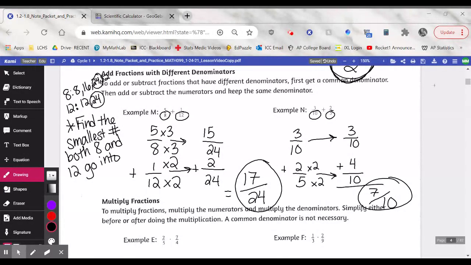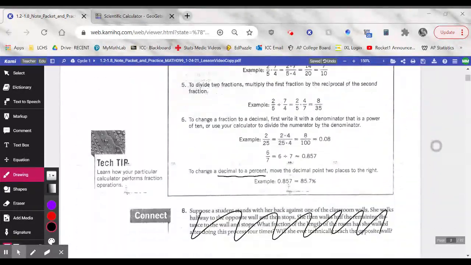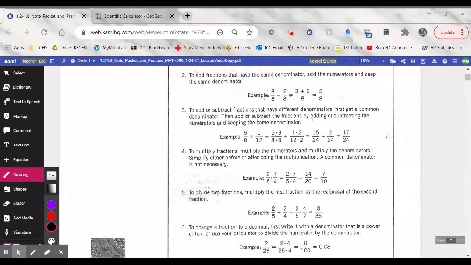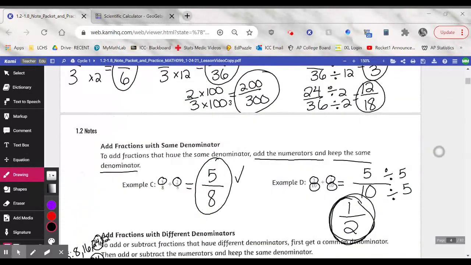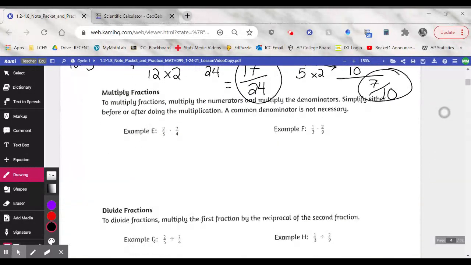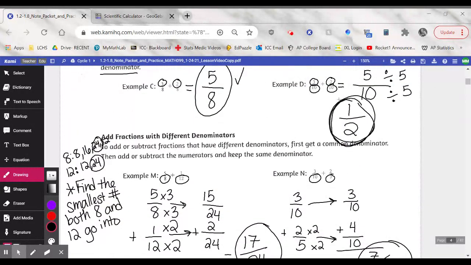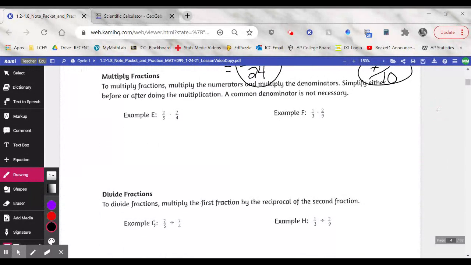Just as a reminder for you guys, remember that page 2 here in your packet goes over how to do all of the operations. So if you need a quick refresher, page 2 is where to find it. All right, now that we have gone through adding and subtracting, when we have the same denominator and different ones, we're going to get into multiplying and dividing. And these ones are actually a lot simpler.